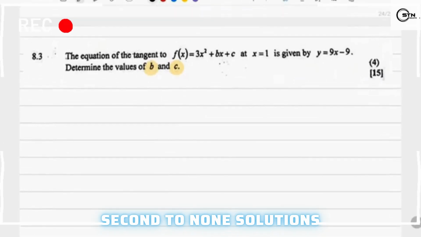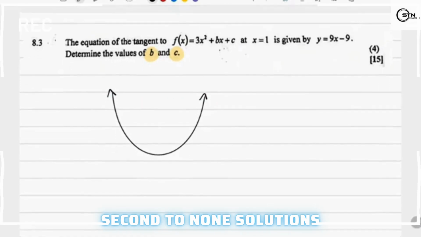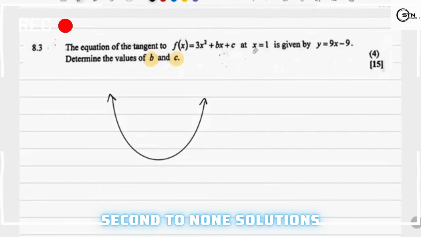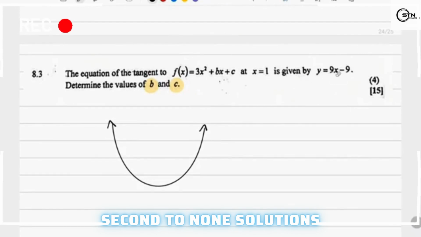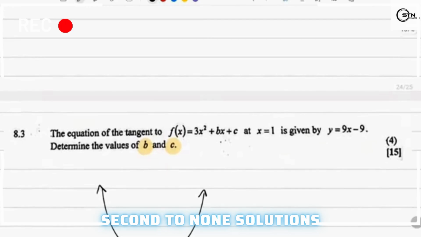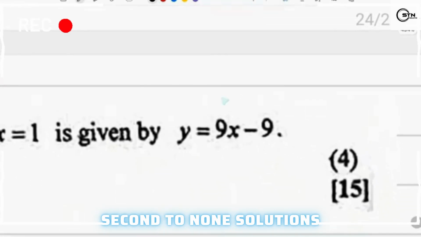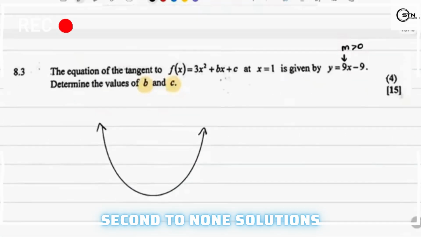Okay, let's go ahead and visualize what's going on. So they say the equation of a tangent to f of x, which we can see is a parabola that is concave up because the a value is greater than 0. So we have a concave up parabola, and we have a tangent to this parabola at x is equal to 1, right? And this is the equation of the tangent. I want you to also notice that your gradient is greater than 0. So it is an increasing function.